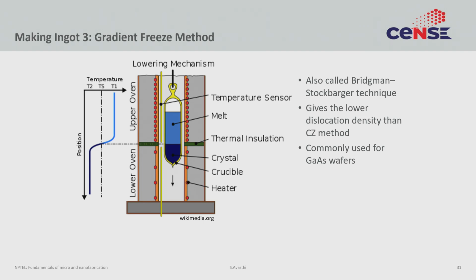Without going into details, I'll just inform you that this gives lower dislocation density than the CZ method, and this gives you much better quality gallium arsenide wafer. So for gallium arsenide, this is the method of choice. It's not CZ, it's not float zone methods of crystal growth.